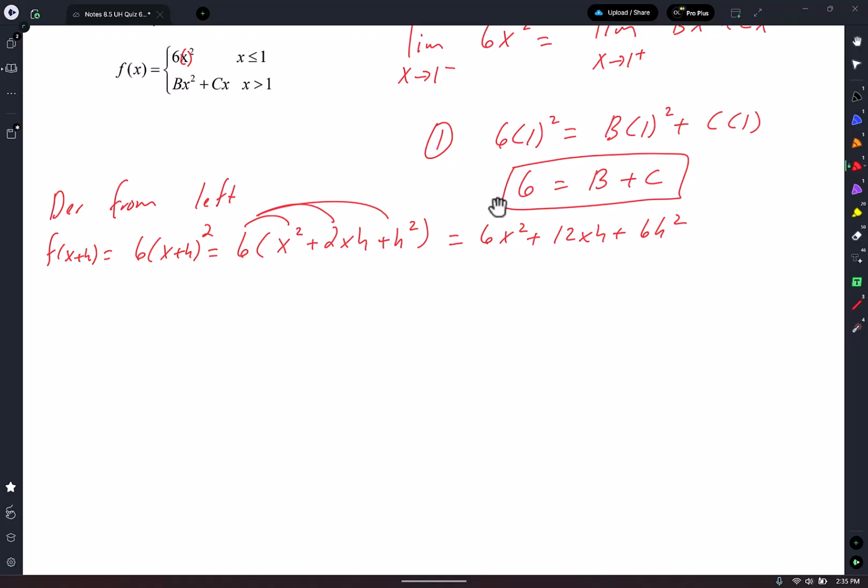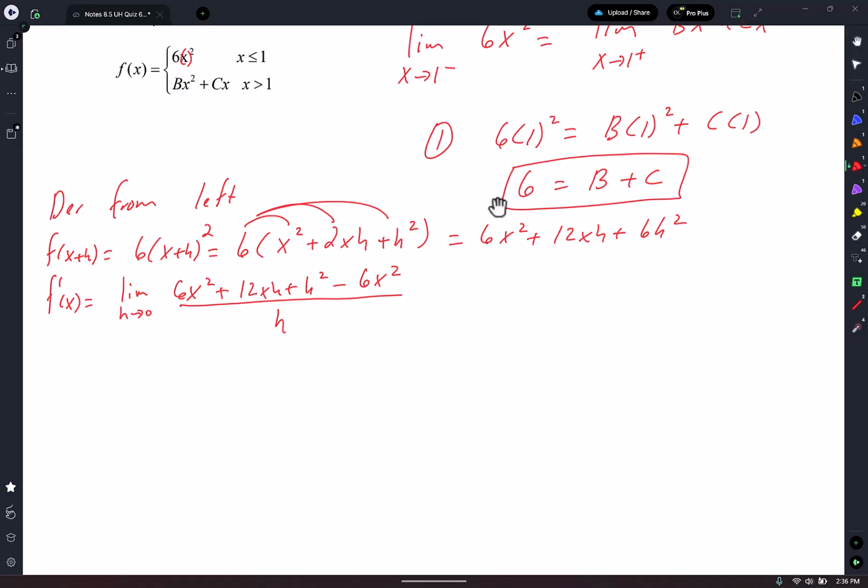There it is. Well, that's not my derivative. That's just f of x plus h from the left. Here's my derivative from the left. F prime of x is equal to the limit as h approaches 0 of f of x plus h minus f of x. Here's my f of x plus h: 6x squared plus 12xh plus 6h squared, minus my f of x, which is 6x squared. And all this is over h.